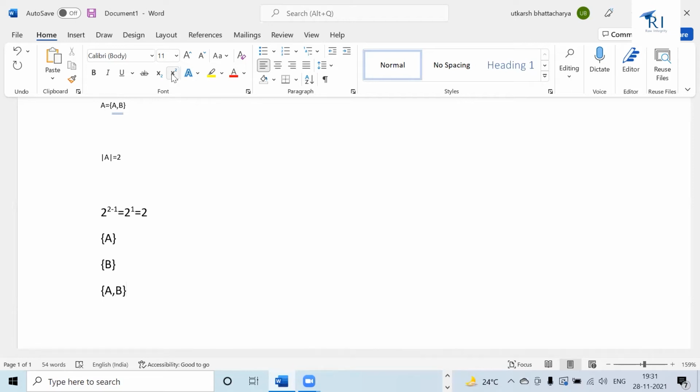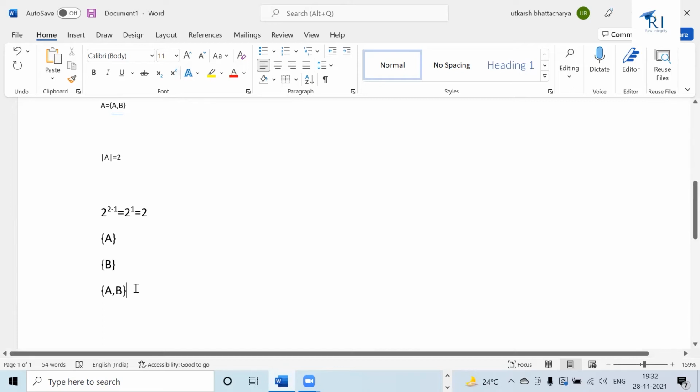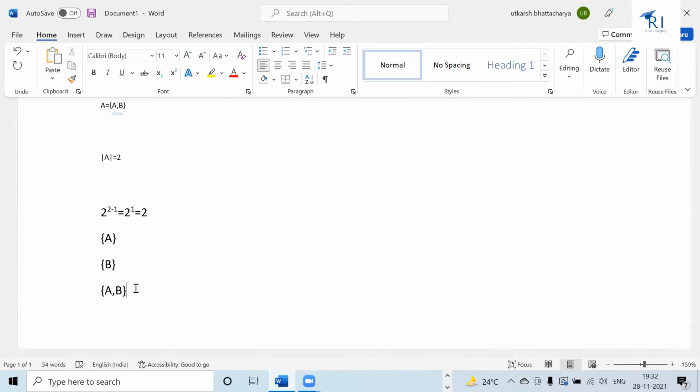So which set is called an improper set? I think some people ask that. Any subset which has the same number of elements as the set is called an improper set.